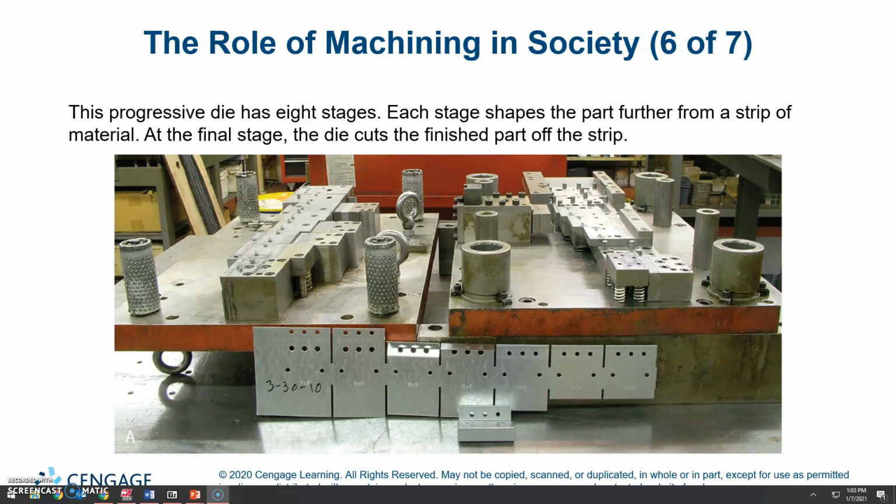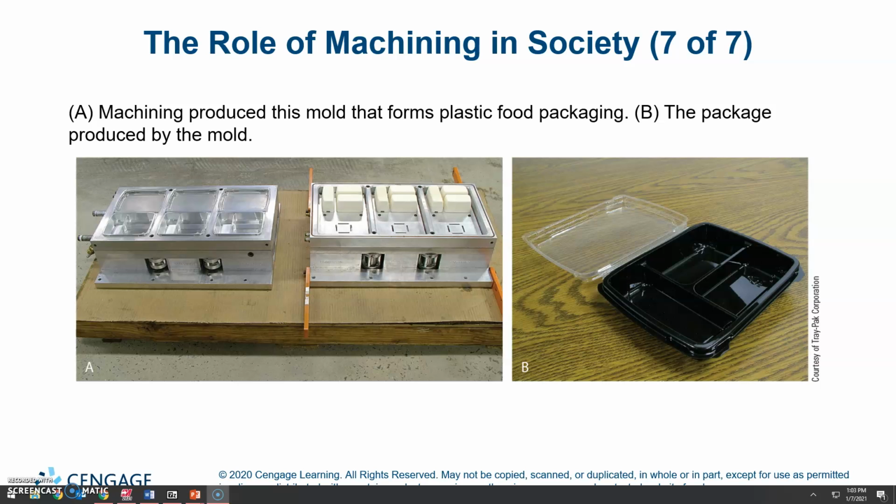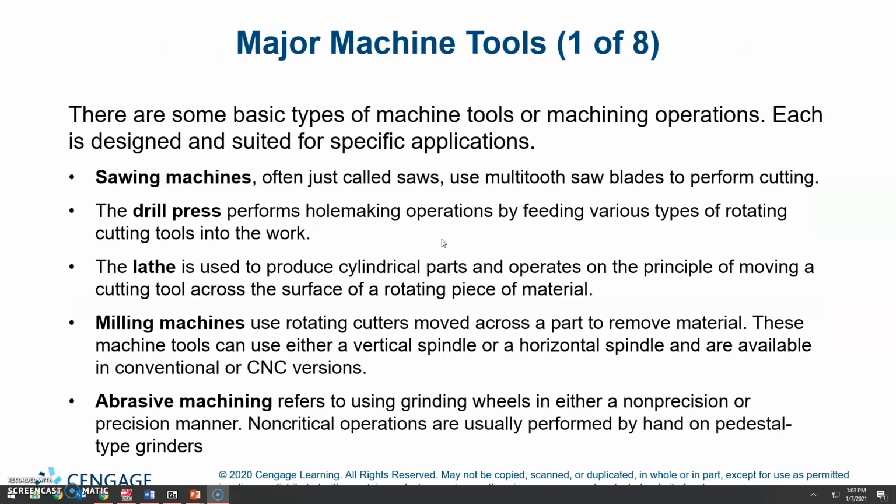This progressive die has 8 stages. Each stage shapes the part further from a strip of material. After the final stage, the die cuts the finished part off the strip. Machining produced this mold that forms plastic food packaging, and B is the package produced by the mold. So you can kind of see that each one of them gets squirted in there and it casts a die.